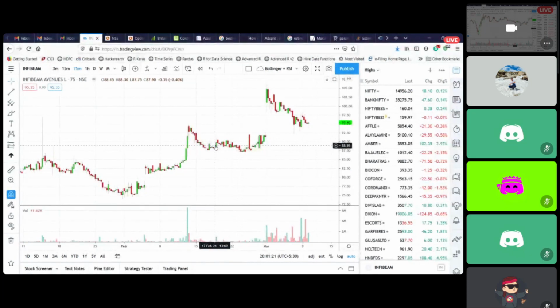So when you say wait for the support to form first, do you wait for 2-3 candles, something like that? No, 2 green candles. The first candle would be that some support has formed. The second candle is when you take the position.